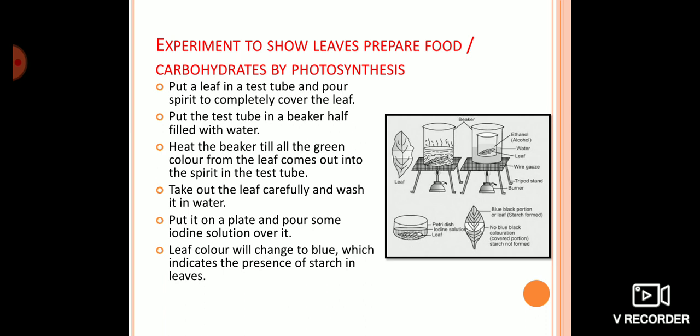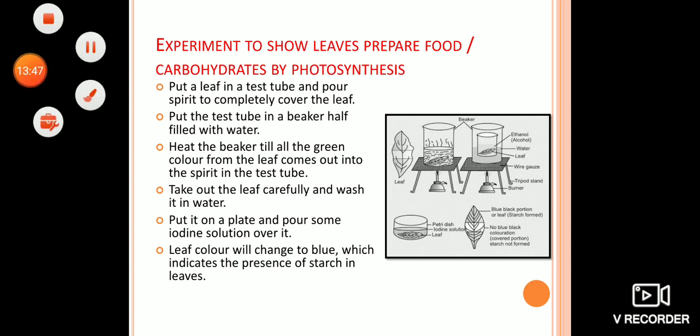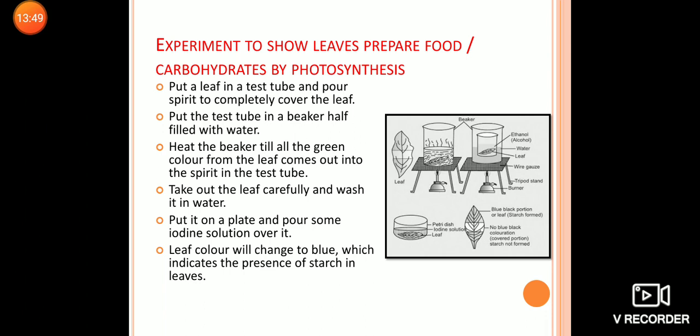For that, you have to take a plant and keep this plant in a dark room for 2 days, so that all the starch which is present in the leaf gets consumed or utilized. After that, cover a part of a leaf with black paper and keep the plant in sunlight. Then you will perform the iodine test.